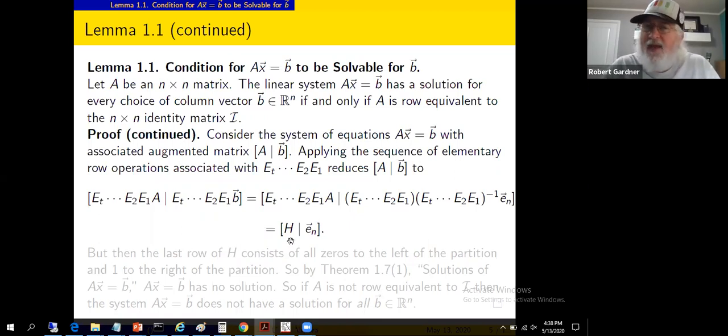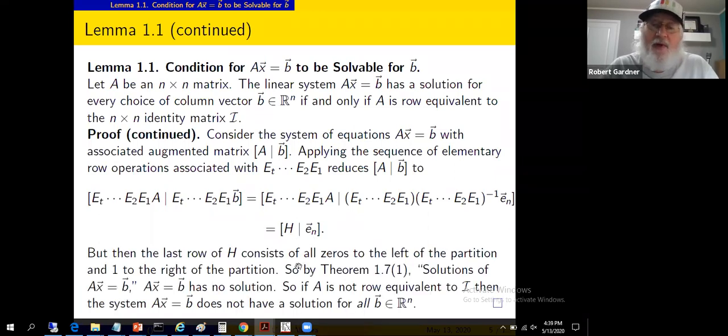And what was up with matrix H? Its last row was all zeros. What's up with E sub n? Its last entry, or its last component, is 1. And all the other components are 0. But what you get in the last row of the system of equations associated with this augmented matrix is 0 equals 1. The last row of H consists of all zeros left of the partition and a 1, the one that this vector contributes to the right of the partition.